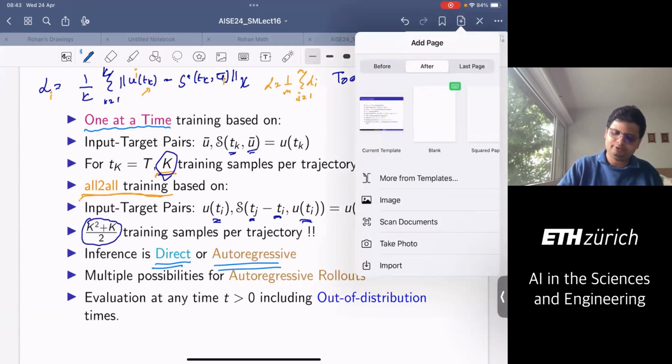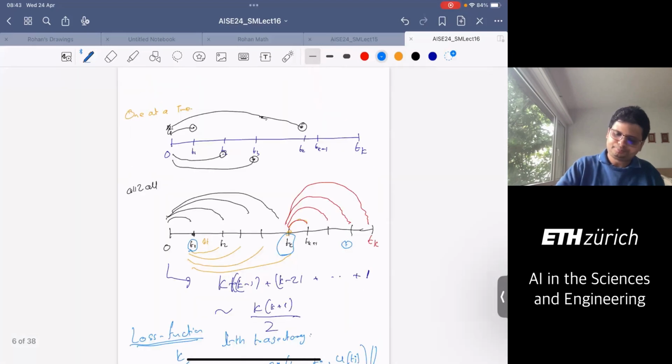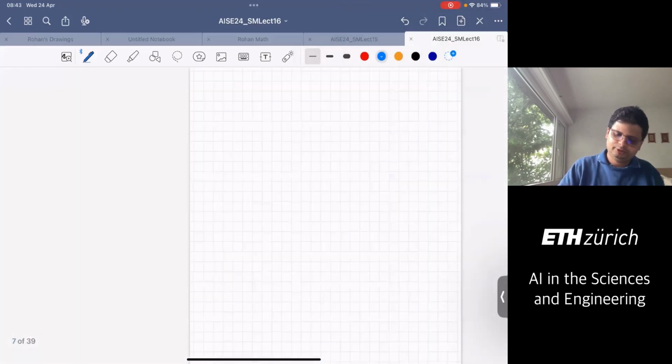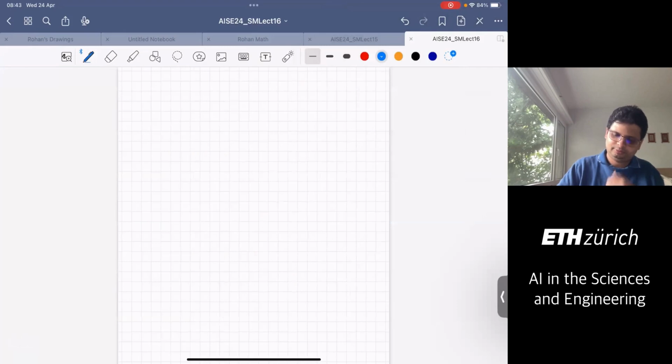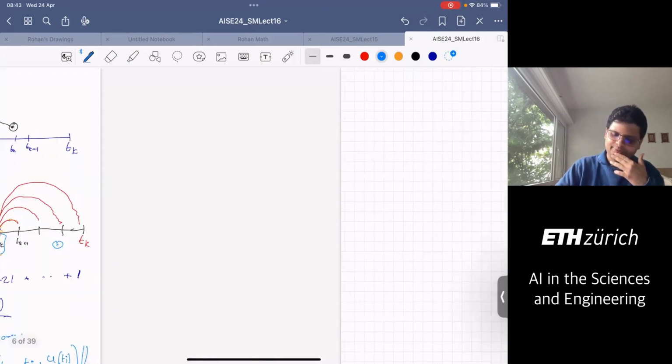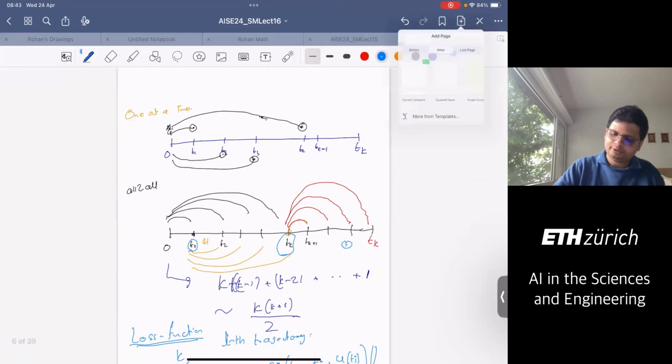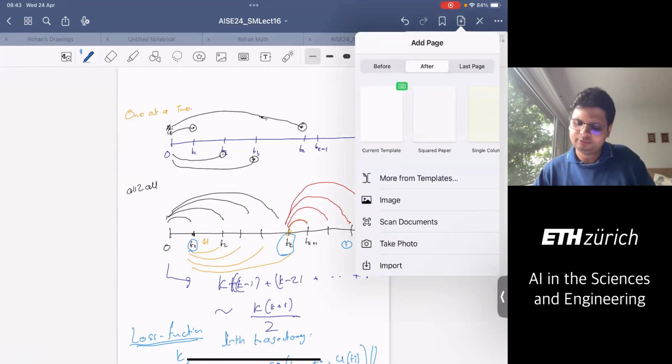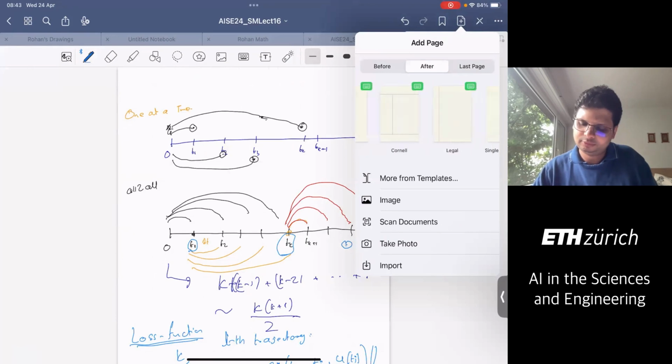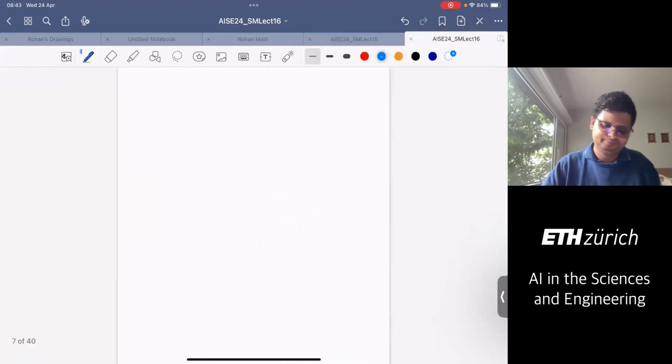Maybe I have an additional page because it's important. Damn it. I didn't want that, did I? Okay, I wanted a blank page. Isn't this the one? Yeah.